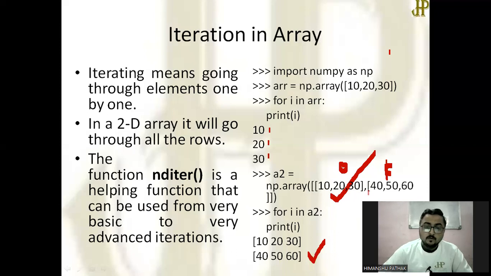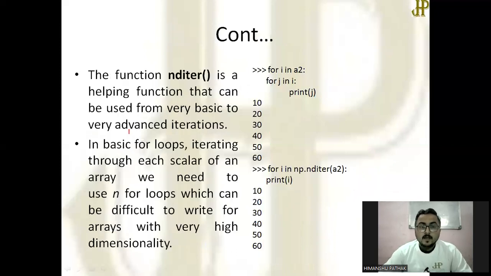So if you want to print 10, then 20, then 30, one by one, what to do? You have to use the nditer function. Okay? Or you have to use a nested for loop, as we already did in C or Java. For I in A2, for j in I. There you will see that there is an indentation error. So you have to be very careful that the inner for should be under this.